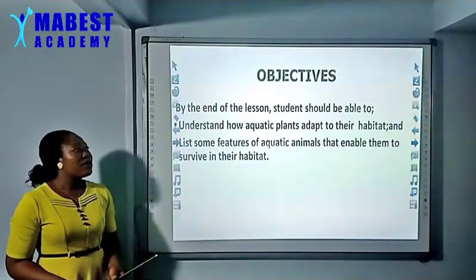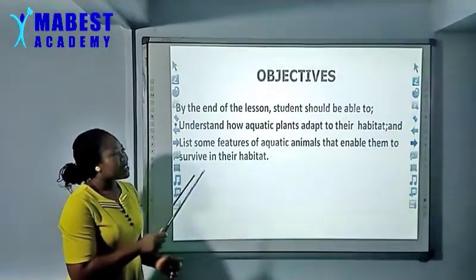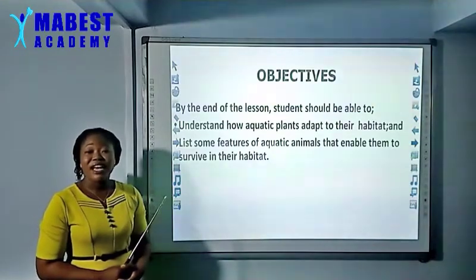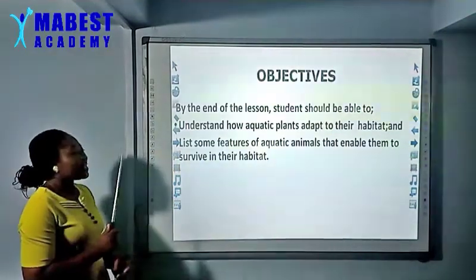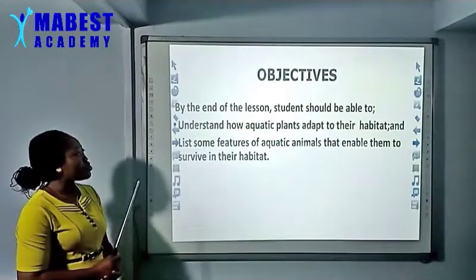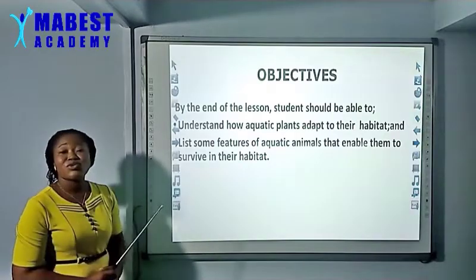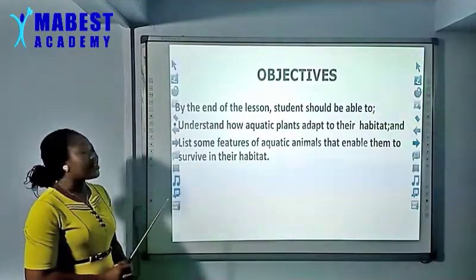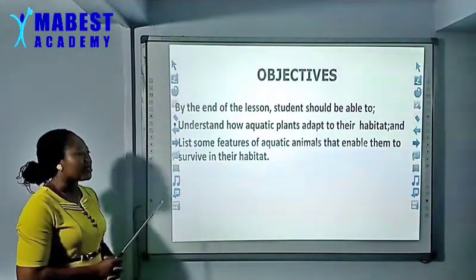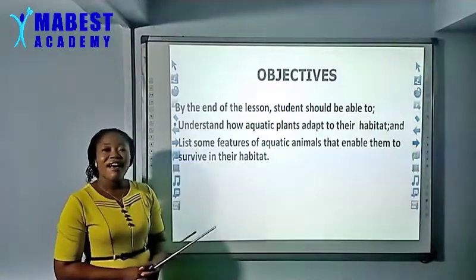Now, today, we will be looking at aquatic plants and animals, and how they adapt to their environment. So, at the end of this lesson, students should be able to understand how aquatic plants adapt to their habitats, and at the same time, they should be able to list some features of aquatic animals that enable them to survive in their habitats.